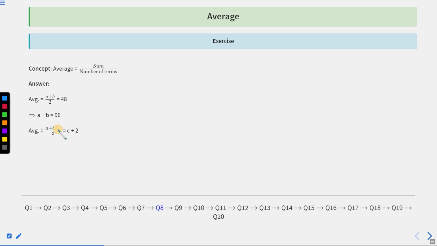Another thing here we have is A plus B plus C upon 3 equal to C plus 2. So A plus B plus C equal to 3C plus 6. In the previous step we calculated the value of A plus B, so it will be 96 plus C equal to 3C plus 6. This implies that C equal to 45 and D will be 35. So the average of C and D is equal to 45 plus 35 upon 2, which is equal to 40. So the correct answer will be 40.